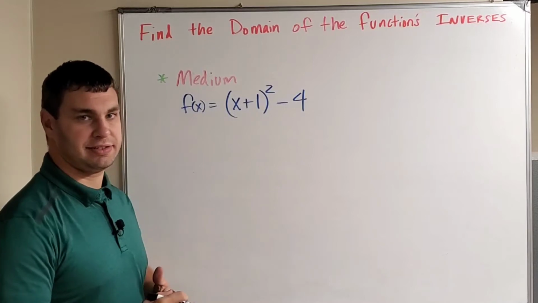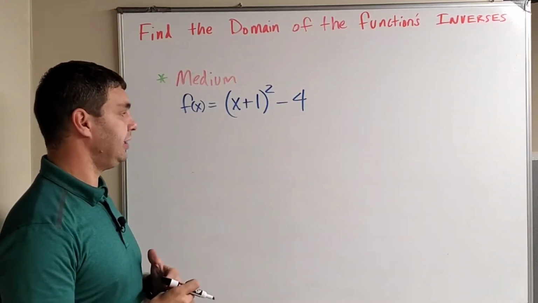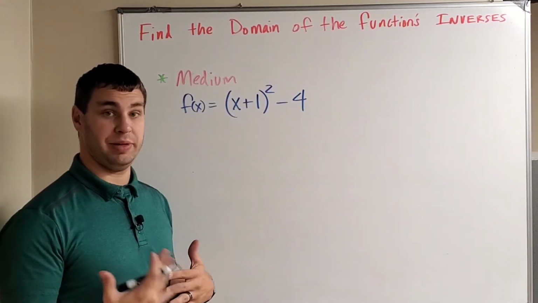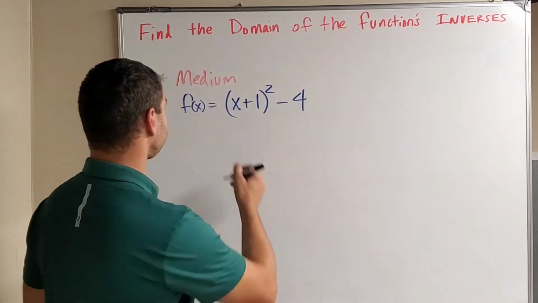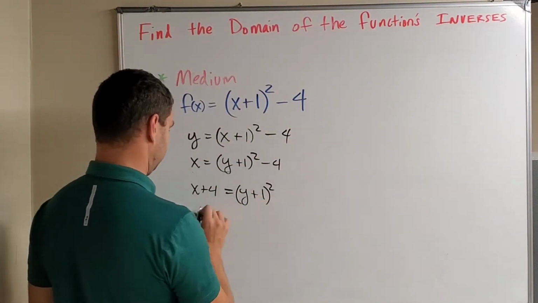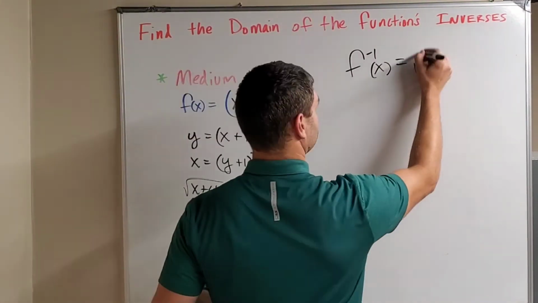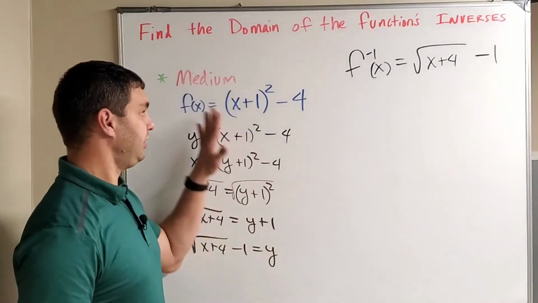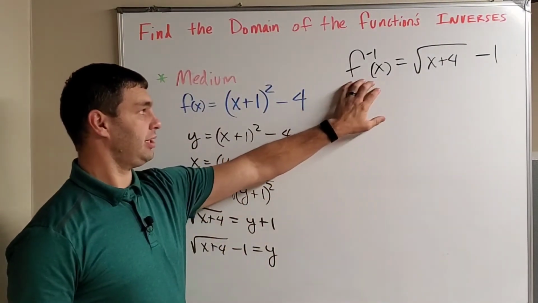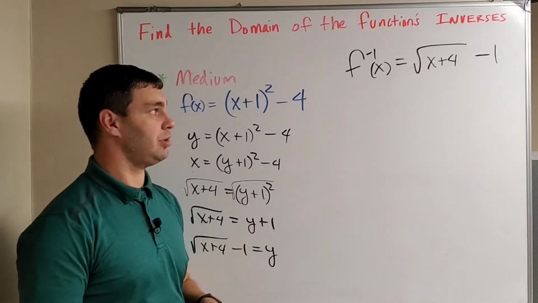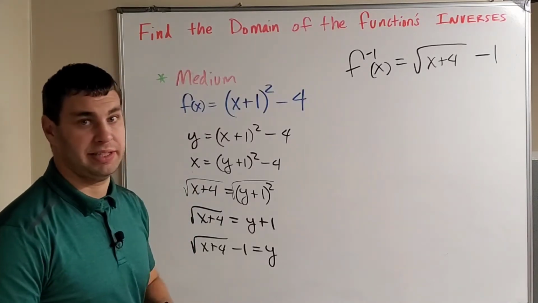All right, guys, the second example, our medium one, we need to find the inverse of this and then find its domain and range. Let's check it out. All right, so I breezed through the inverse there and got that the inverse of our function is actually the square root of x plus 4 minus 1.